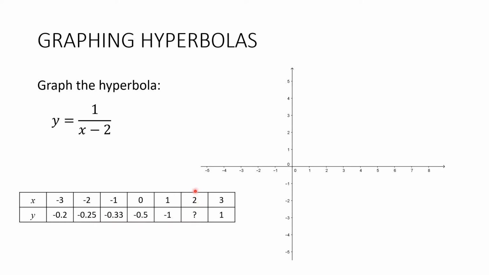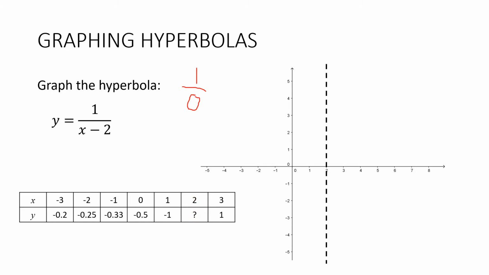But I get an issue here. What happens when I put x equals 2 in here? I get 1 divided by 0. And 1 divided by 0 is undefined. Do you remember that? Because this means how many zeros go into 1. And there's an infinite number of zeros that go into 1. So as x approaches 2, y approaches infinity. And that's going to be our asymptote.